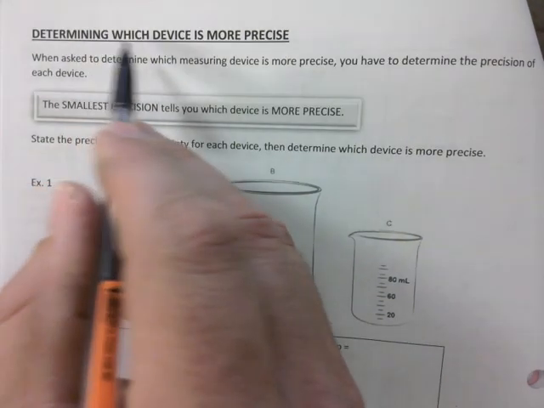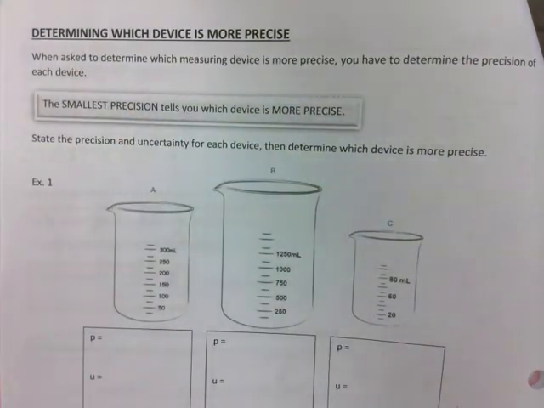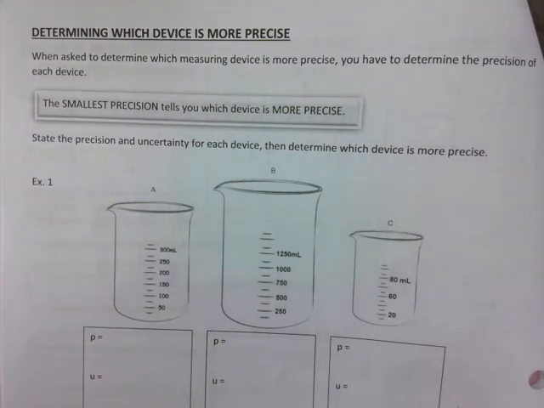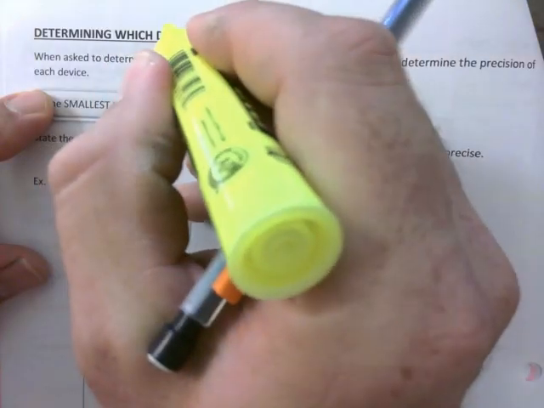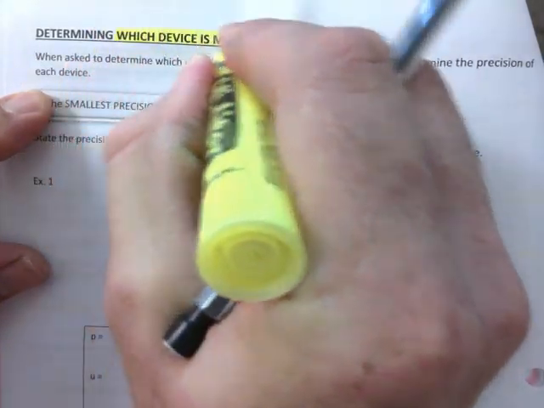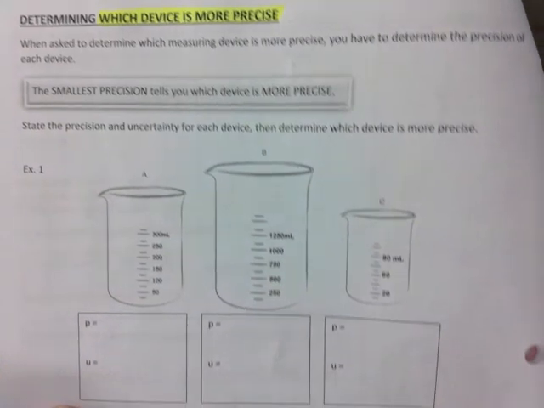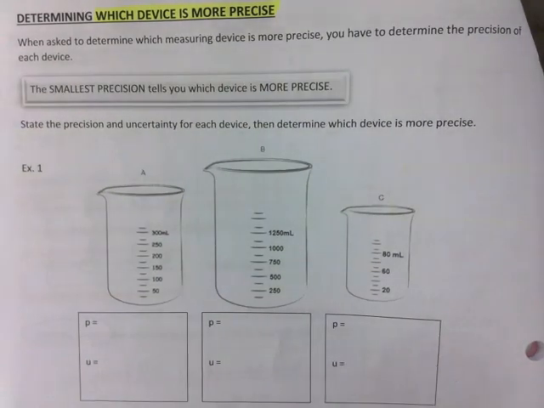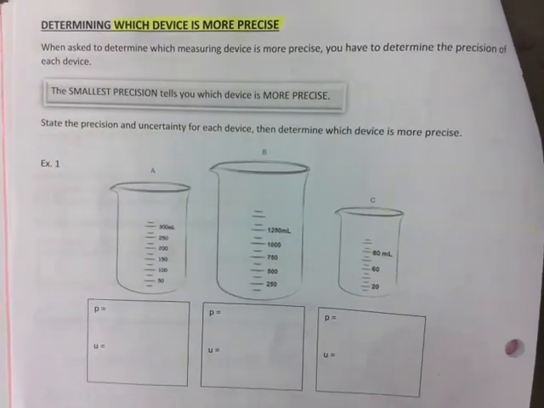All right, so determining which device is more precise. I will say you should probably highlight that heading. Here we go. Which device is more precise? It rhymes and everything. Make a rap song out of it.